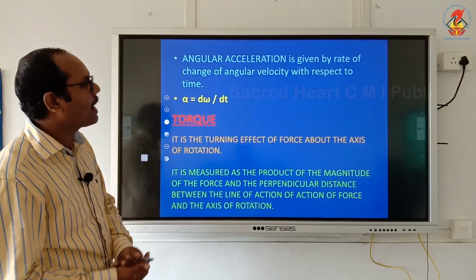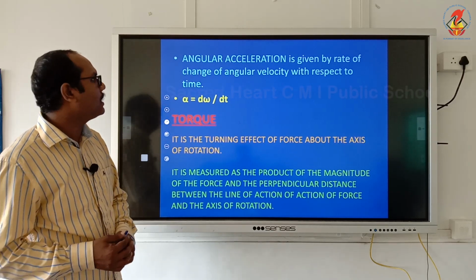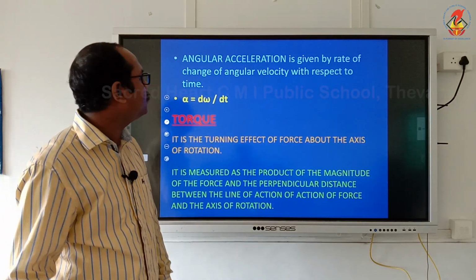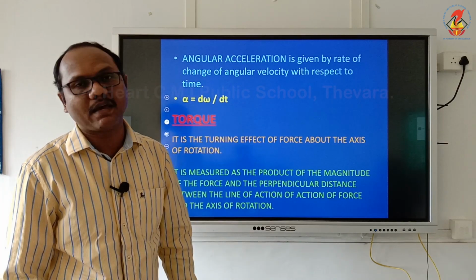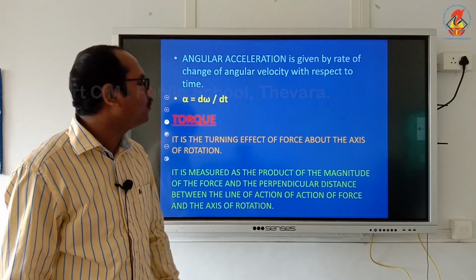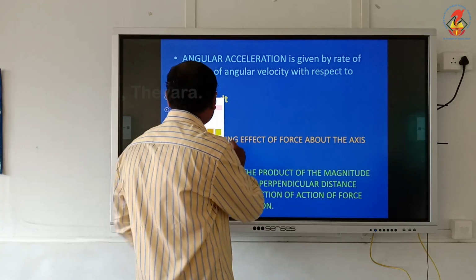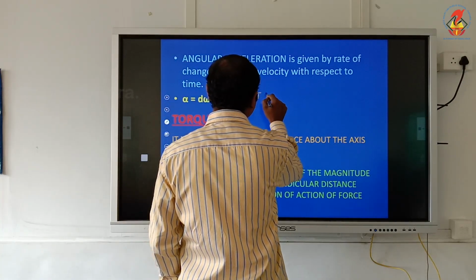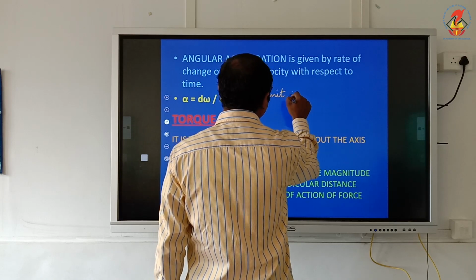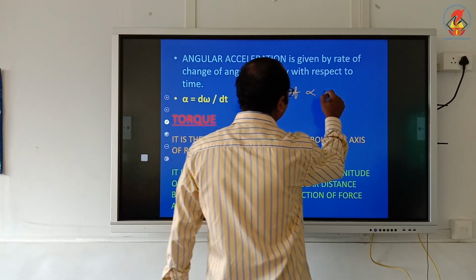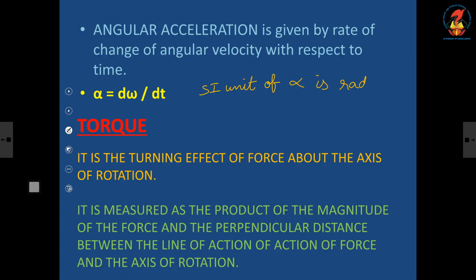Now what is angular acceleration? Angular acceleration is given by the rate of change of angular velocity with respect to time. So I can write alpha is equal to d omega by dt. And what is the SI unit? SI unit of alpha is radians per second square.